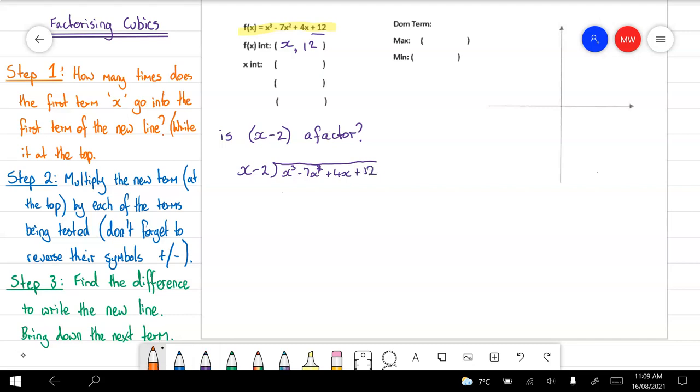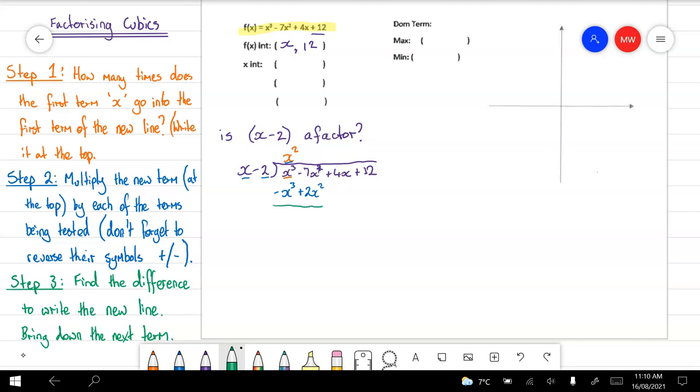And what we do is we jump through our steps. So we take this x out the front here, and we say how many times will it go into x cubed? It will go in x squared times. Then we move to step 2, and we take that x squared here, and we multiply it by each of these terms. And we're going to do this each time we do this line. So x squared times x makes x cubed. But when we write it in the next line, we reverse the symbols because we want the difference between those two lines. Then we say x squared times minus 2 makes minus 2x squared. We're going to write it in as plus 2x squared.